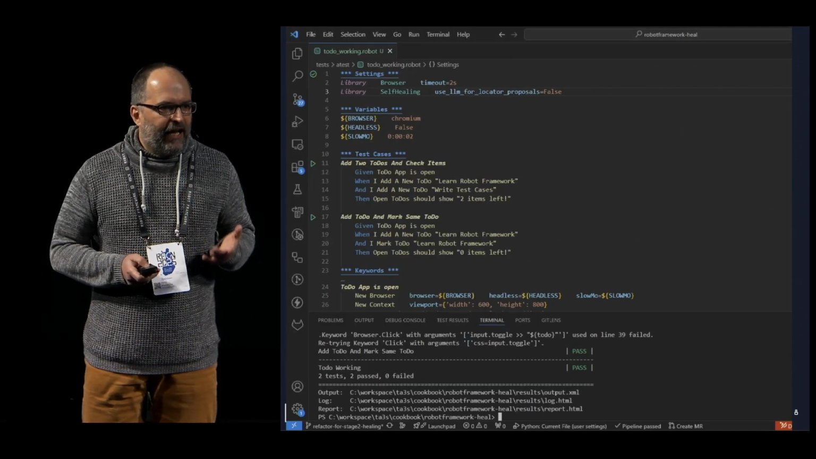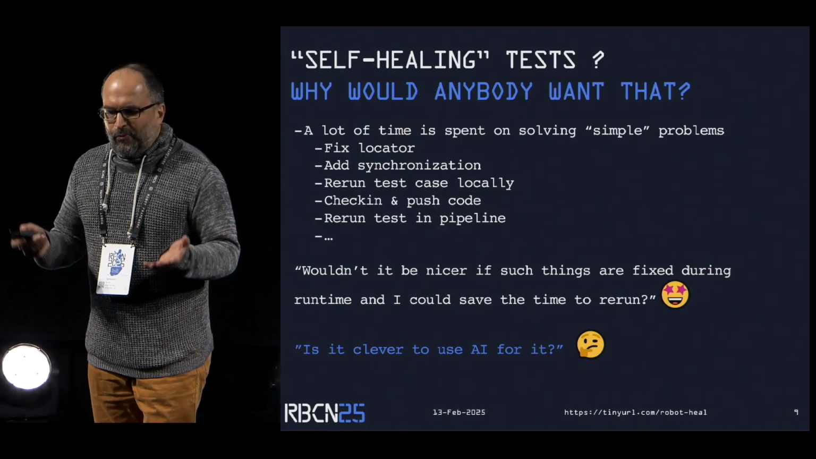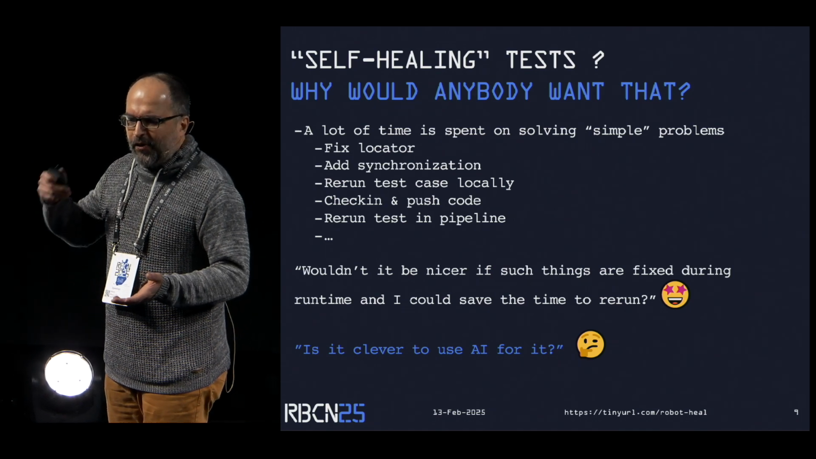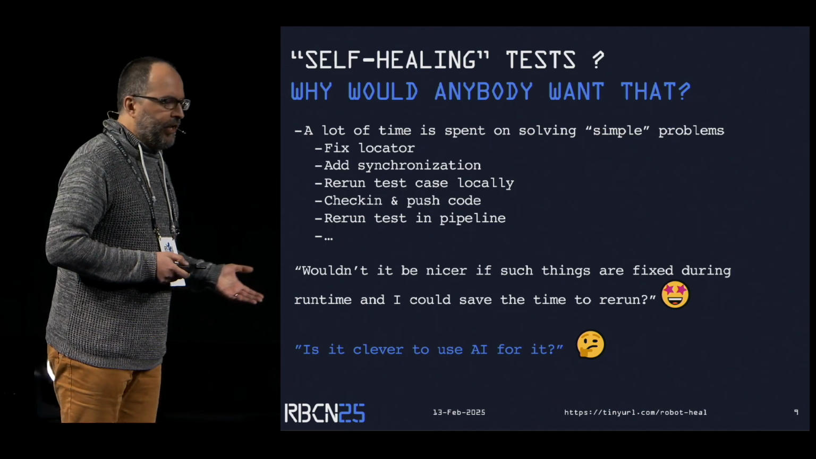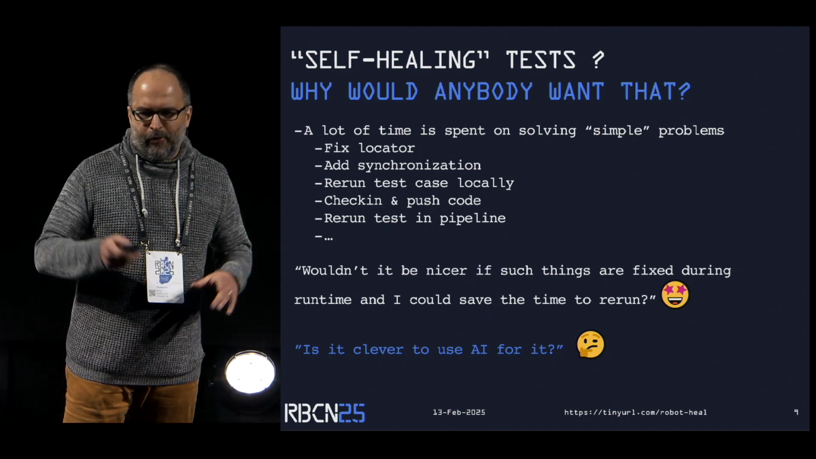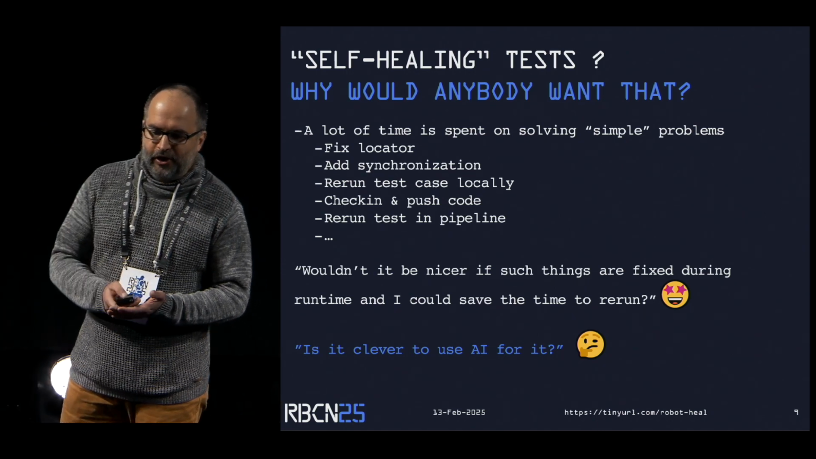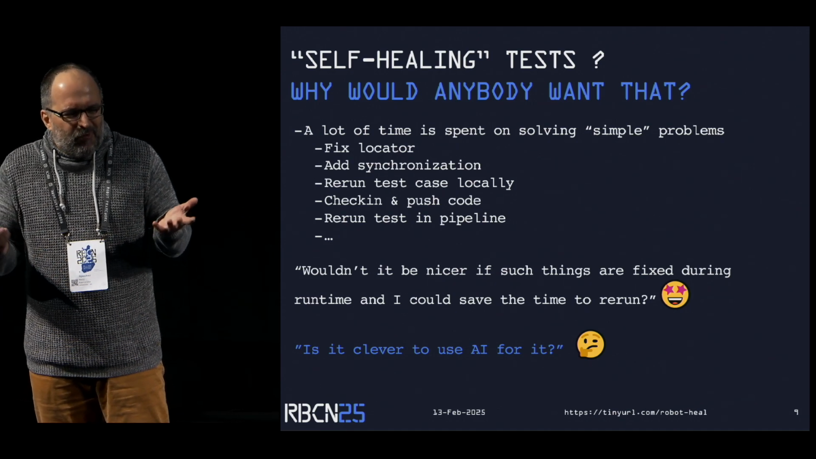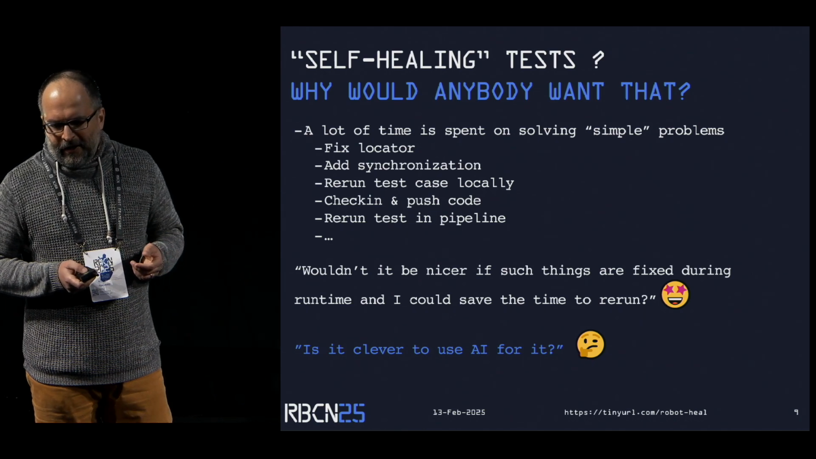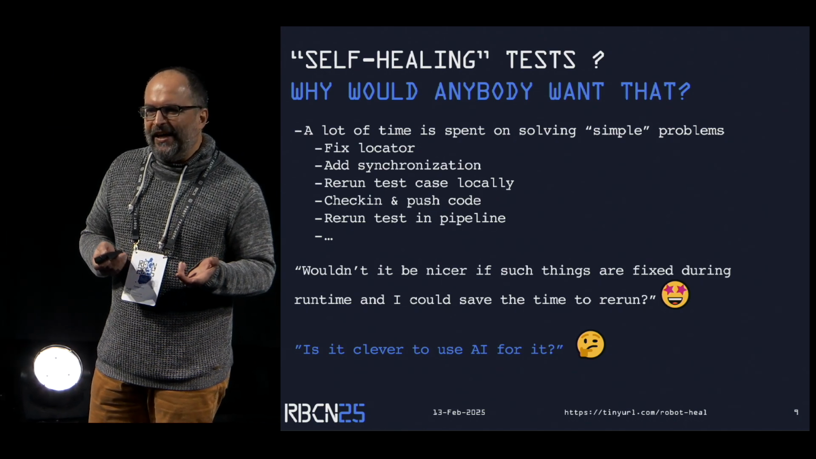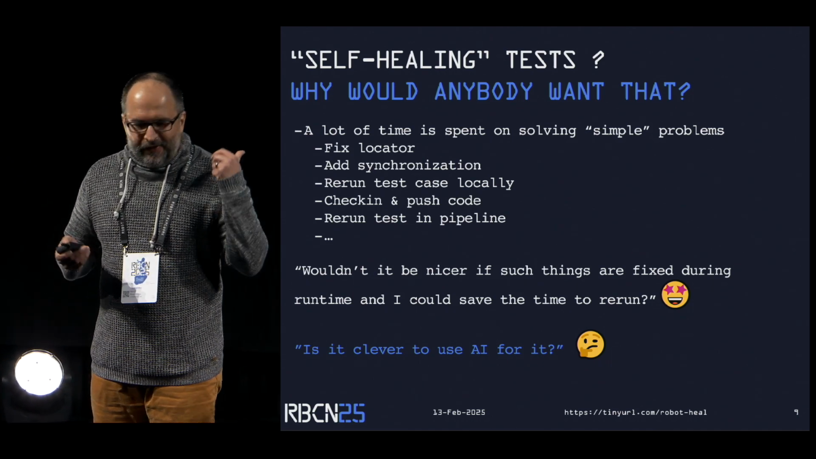So that was the idea I had in mind when I created the self-healing solution. I was wondering, self-healing tests, why would anybody want that? Well, I realized sometimes we spend a lot of time on simple, basic tasks, like fixing a locator, adding some synchronization step, or handling some unexpected pop-up. And then we need to rerun the stuff again locally, push the code, rerun in a pipeline. So wouldn't it be nicer if such things are just fixed during runtime? And you might also wonder, is it clever to use AI for it? Not sure in hindsight, but I just wanted to play around with it. So that's just what I got.